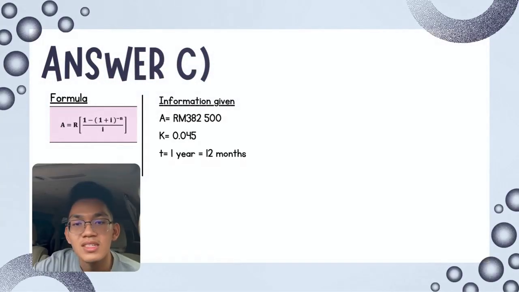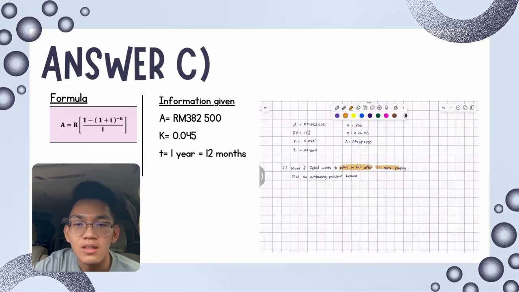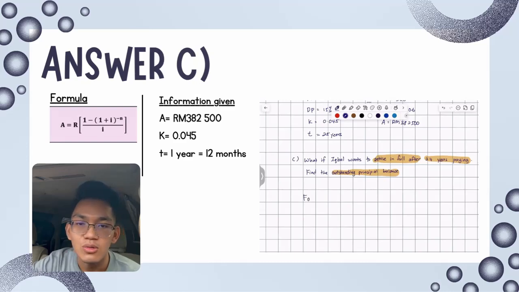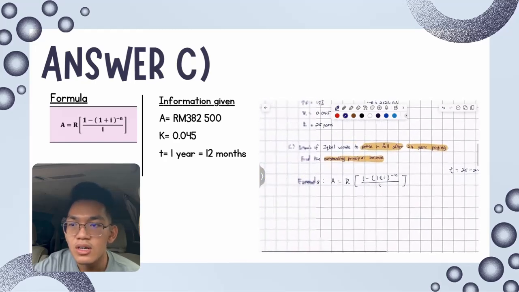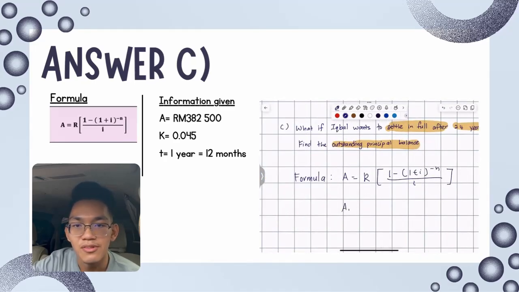So today I'm going to present and teach about question C, which states: what if Iqbal wants to settle in full amount after 24 years of paying? Find the outstanding principal balance. So we can use the formula A equal to R times 1 minus 1 plus i to the power of negative n, over i. The term for this is 25 minus 24 equal to 1 year, which is equal to 12 months.